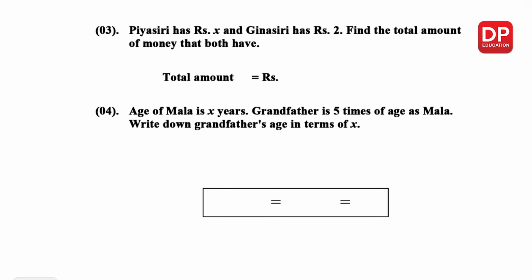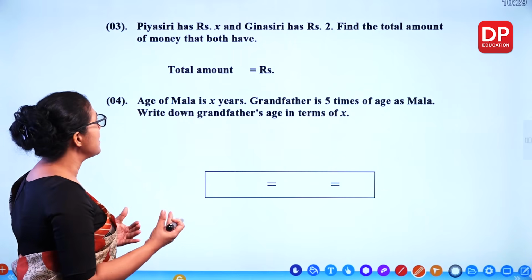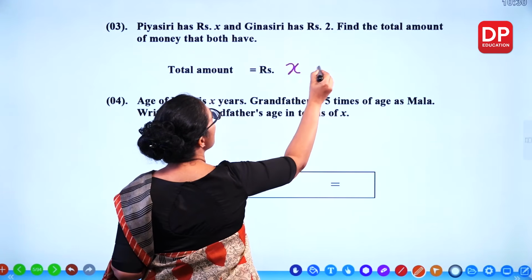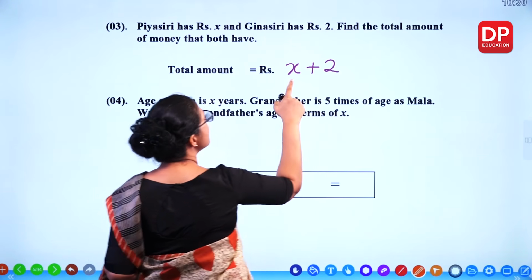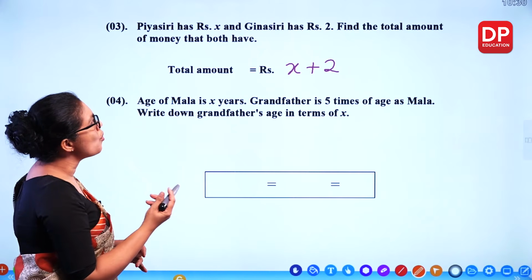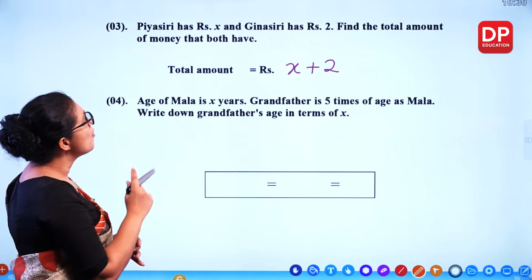Piyasiri has x rupees and Jinasiri has 2 rupees. Find the total amount of money that both have. That means we need to add x rupees plus 2 rupees. That's the total amount of money both have.